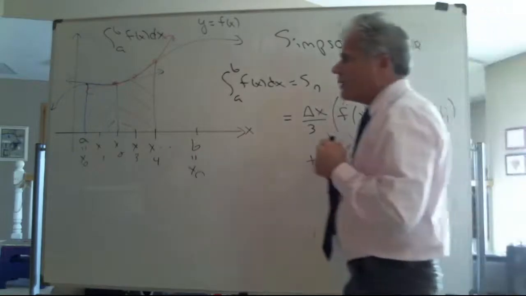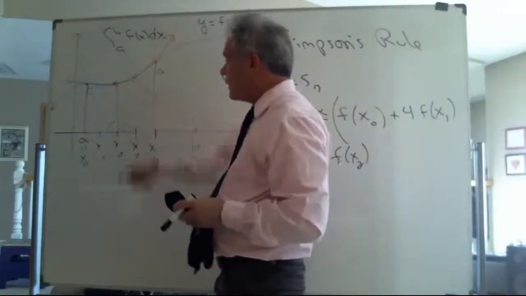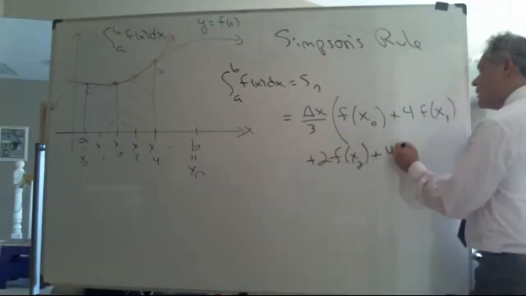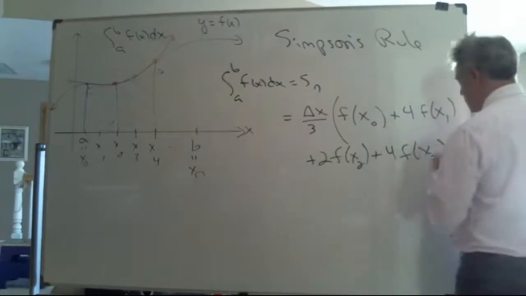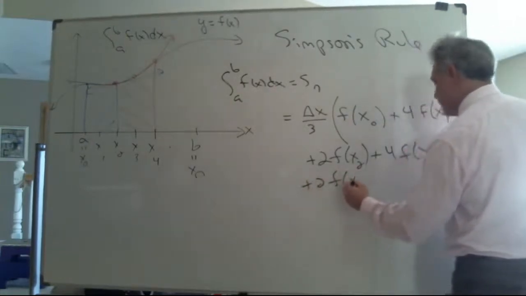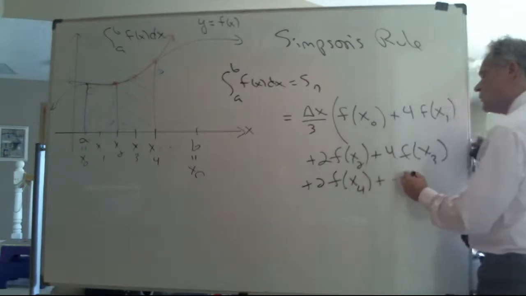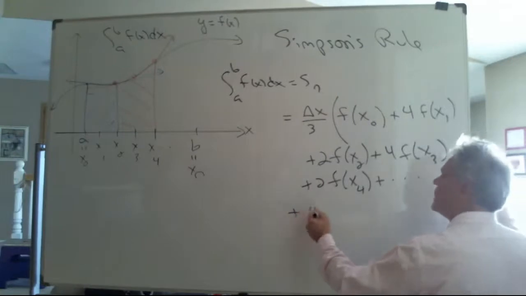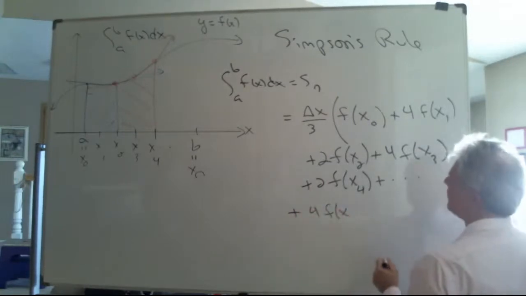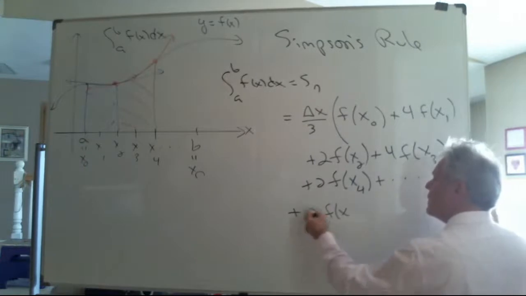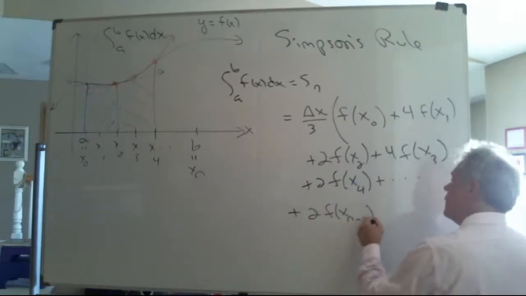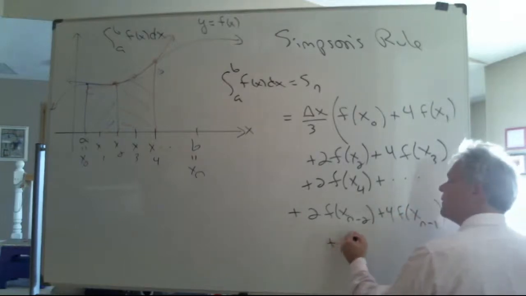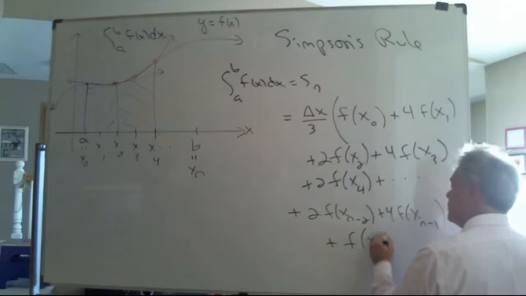But now when I add the area underneath the second red parabola, I get f evaluated at x sub 2 again, so my coefficient out front is a 2, plus 4 times f evaluated at x sub 3, plus 2 times f evaluated at x sub 4, plus dot, dot, dot, all the way down to 2 times f evaluated at x sub n minus 2, plus 4 times f evaluated at x sub n minus 1, plus lastly, a single f evaluated at x sub n.